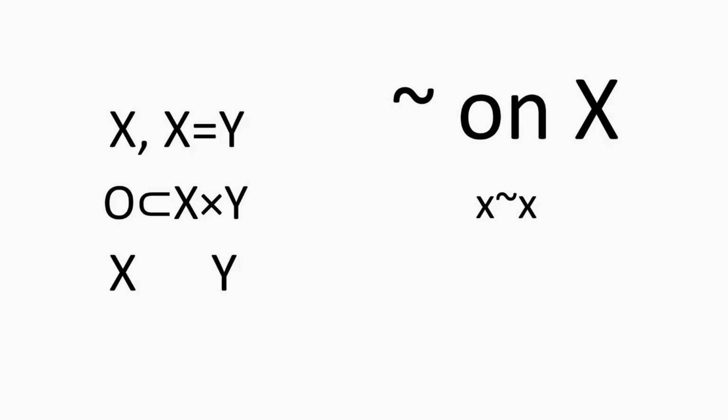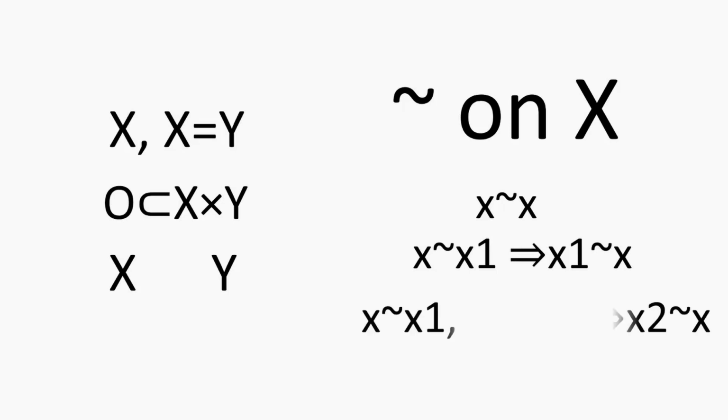Reflexive, it's when x is similar to x. Symmetric, if x is similar to x1, then x1 is also similar to x. And transitive, if x is similar to x1 and x1 is similar to x2, then x is similar to x2.